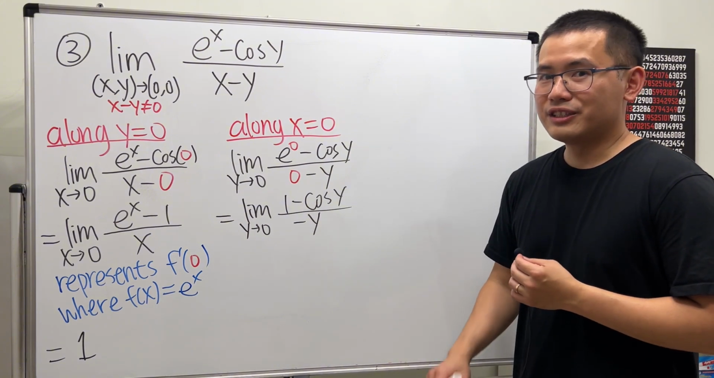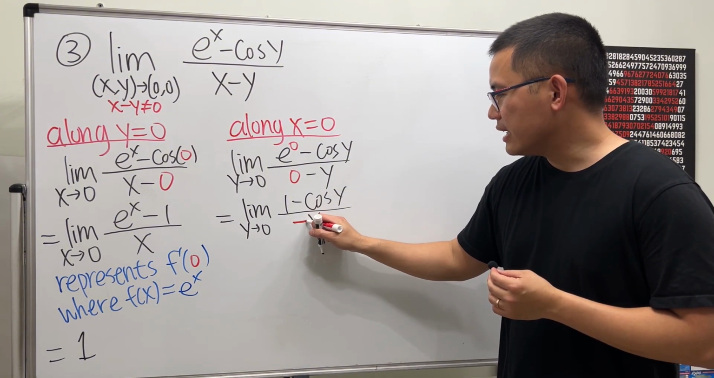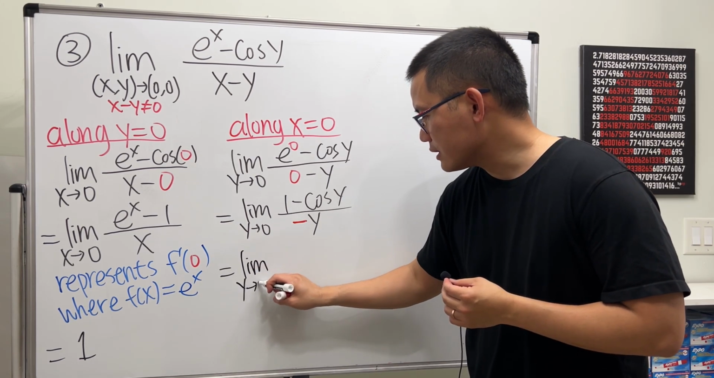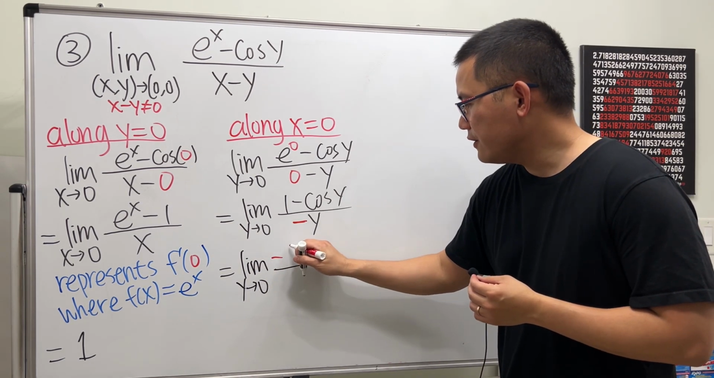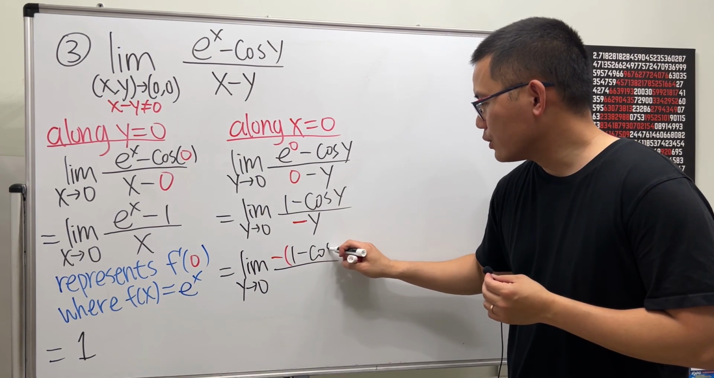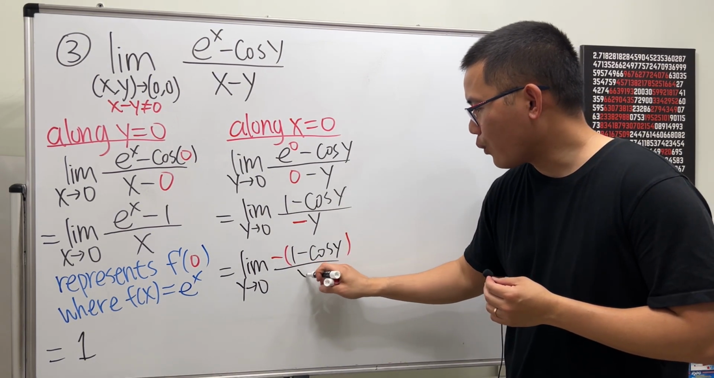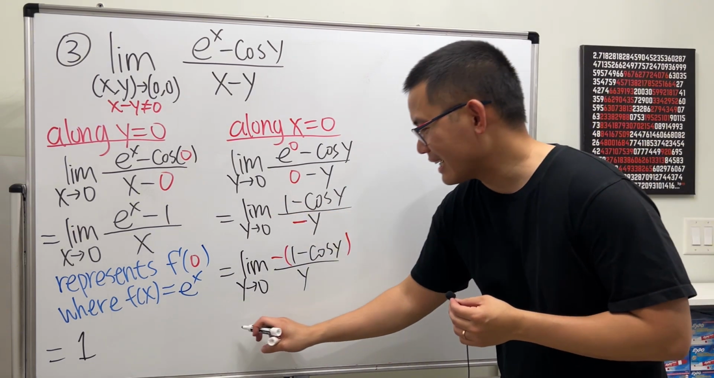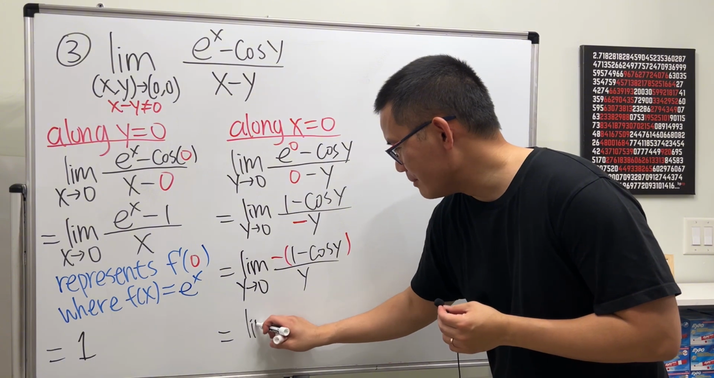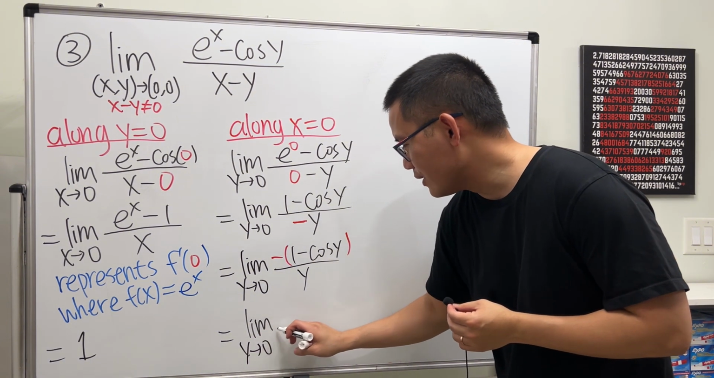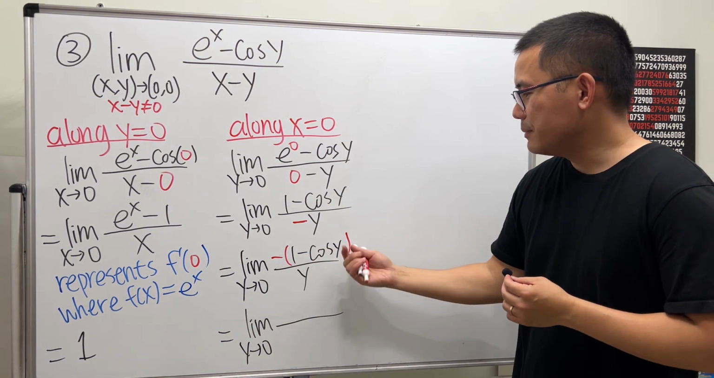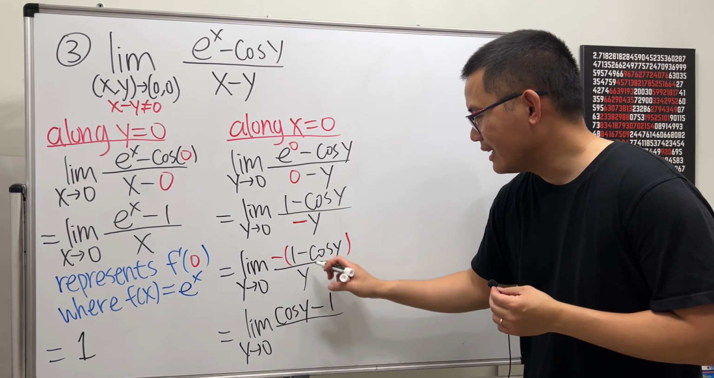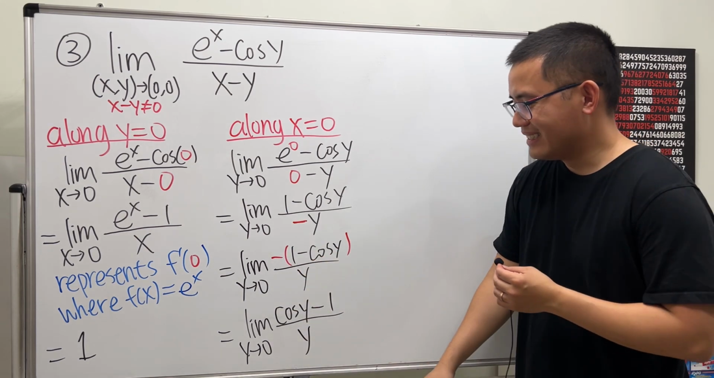So what can we do? Check this out. I'm going to bring this negative up here. So this is the limit as y approaching 0 of negative 1 minus cosine of y over y. Why am I doing this? Well, because it's pretty much the same idea like that. And I will tell you this right here is the limit as y approaching 0 of, distribute the negative, but I'll put this down first, which is cosine of y, and then minus 1, and then over y.